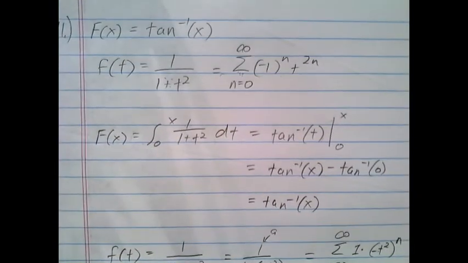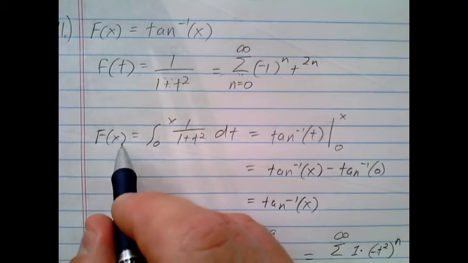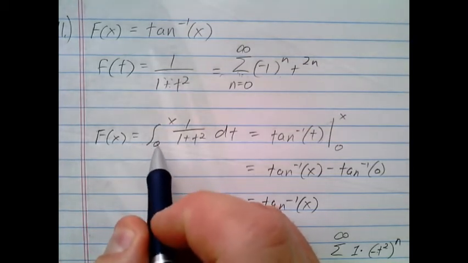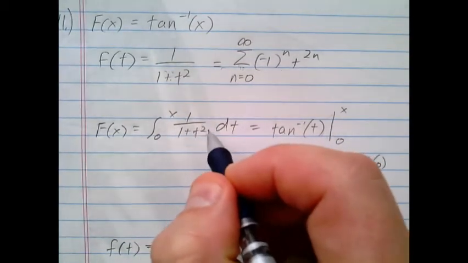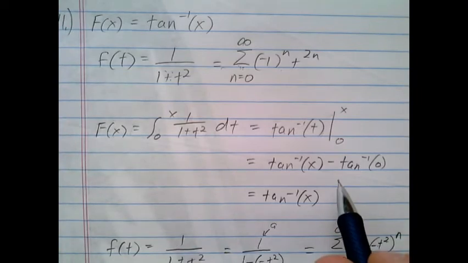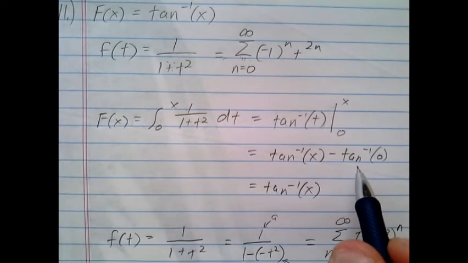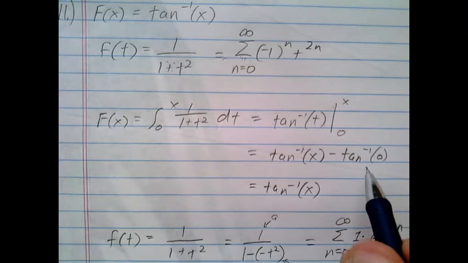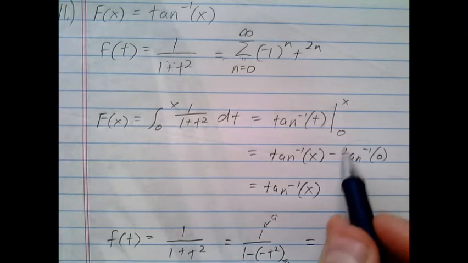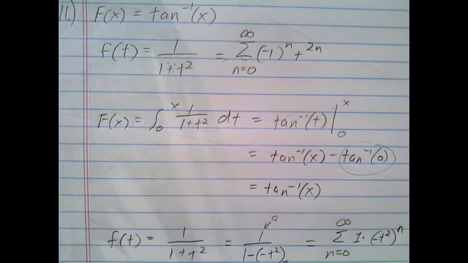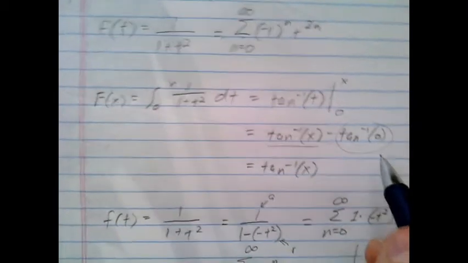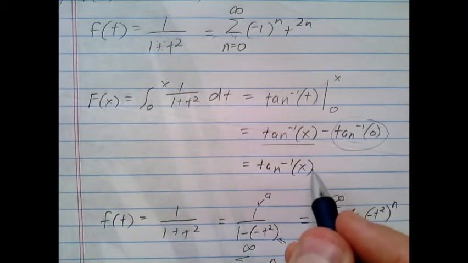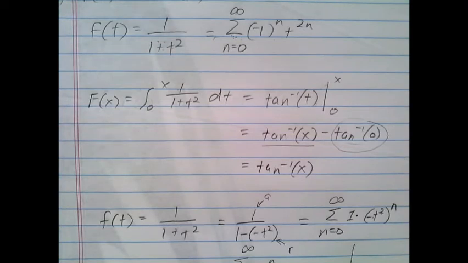Let me go back and briefly mention that by characterizing f of x as the definite integral from 0 to x of 1 over 1 plus t squared dt, they were basically giving us the opportunity to subtract off that tan inverse of 0, which is our c. Presumably this had the c in it, but then this subtracts the c off. Now we have tan inverse of x without that extra c. So that's why they chose to write it that way.